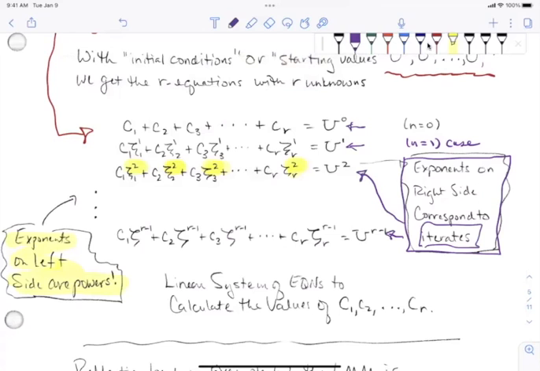Regardless, what can you do? Well, you can still solve a linear system. The stuff on the right side is given, and on the left side, the only unknowns are C1 through CR. What it all boils down to, as in many cases in applied mathematics, is a linear system of equations to solve.